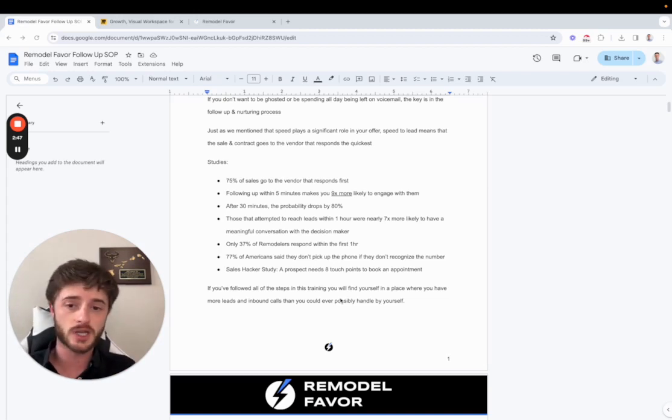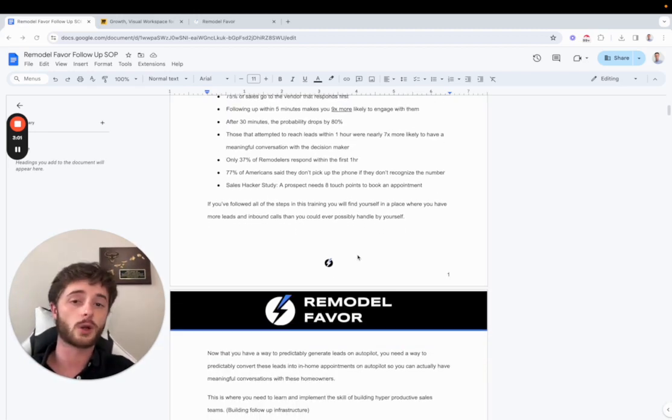So going over some studies, I want to stress why you need automated educational follow-up. 75% of the sales go to the vendor that responds first. Following up within 5 minutes makes you 9 times more likely to engage with them. After 30 minutes, the probability drops by 80%. And that's just after 30 minutes, not even going over 2 days or 4 days. Those that attempted to reach leads within 1 hour were 7 times more likely to have a meaningful conversation with the decision maker. And only 37% of remodelers respond within the first hour.